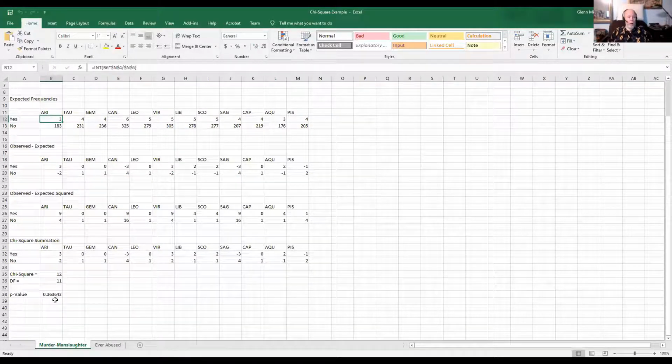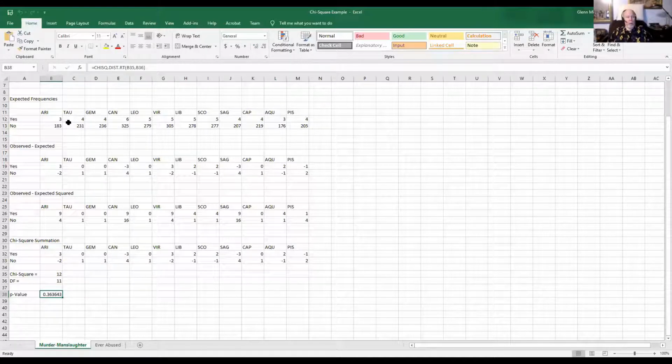And rather than look it up in a book, Excel actually calculates the chi-square distribution statistic for you. It actually calculates the p-value for you. And so in this case, the p-value is 0.363643, and that means that 12 is not different enough from what we would expect, that we therefore were not able to challenge the null hypothesis.